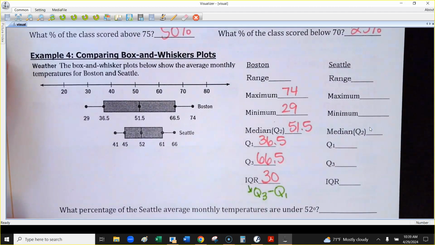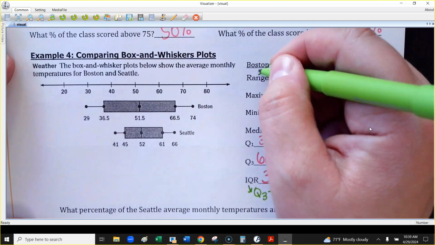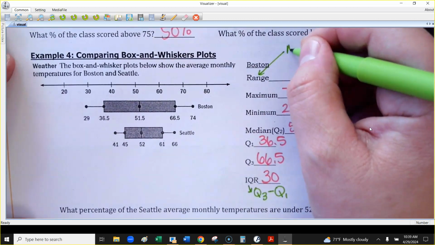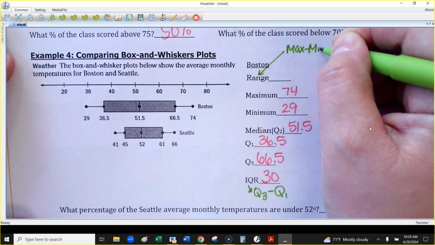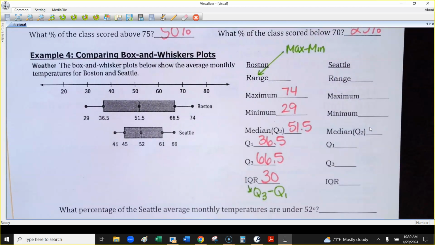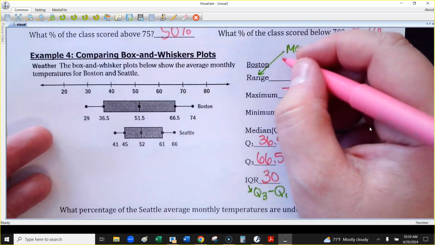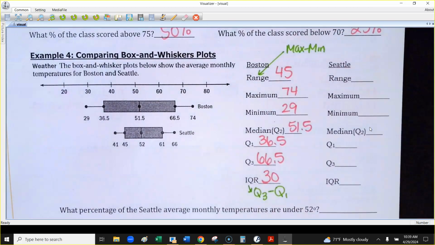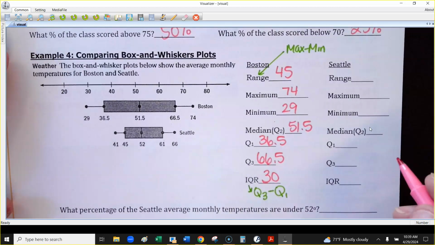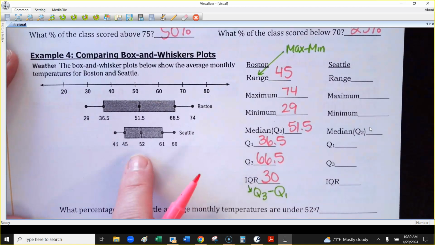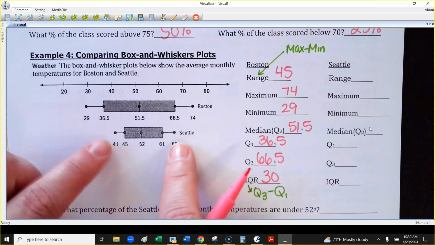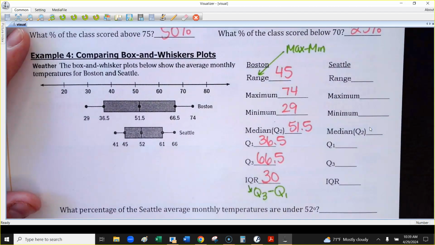Now the range in general for the entire data set is just the maximum minus the minimum. So that would just be 74 minus 29. So the range of the entire data set would be 45 degrees for Boston there. Okay, you guys, I'll just do it quietly up here on mine, but you see if you can figure out those values for Seattle, which is the one that's a little bit further down here. So Seattle's a little bit below the Boston one.